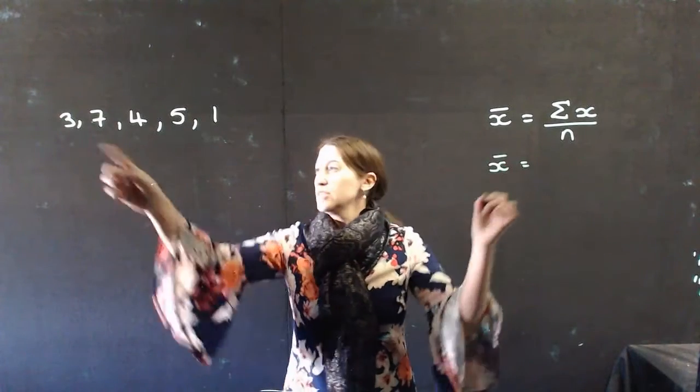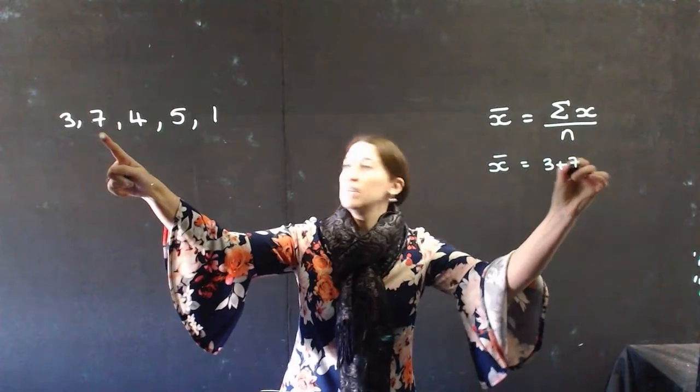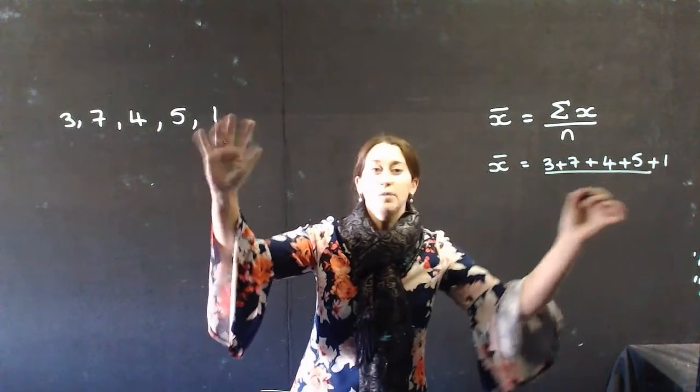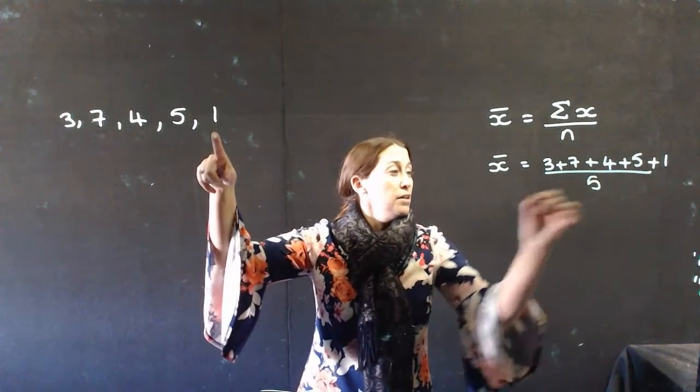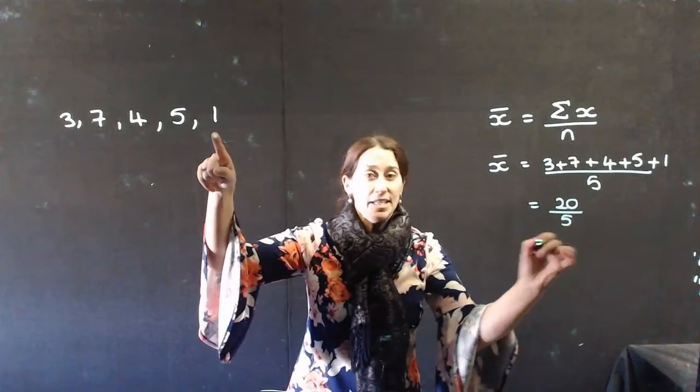X bar equals, well, 3 and 7 makes 10. We better show our working. So 3 plus 7 plus the 4 plus the 5 plus the 1, all divided by 5 because there are 1, 2, 3, 4, 5 pieces of data. And that makes 20 divided by 5. So our mean is 4.